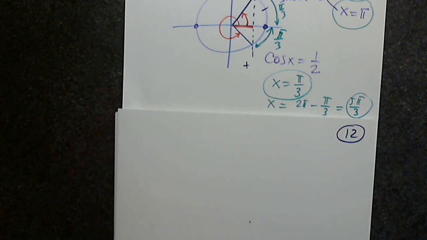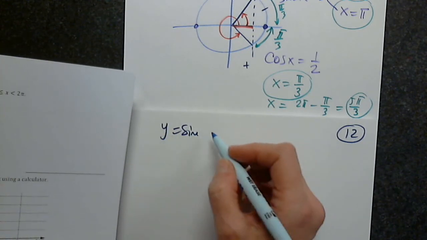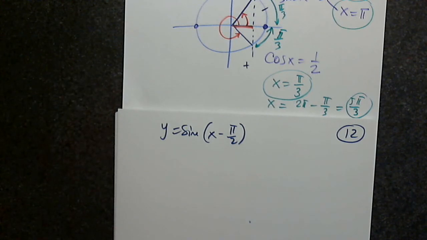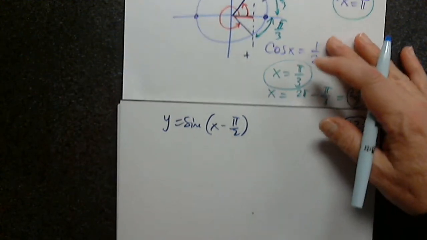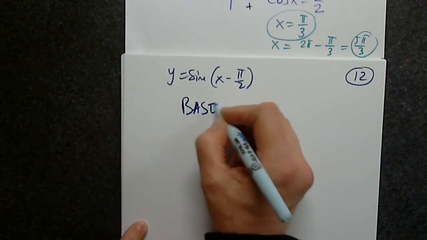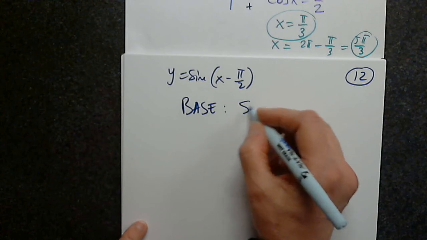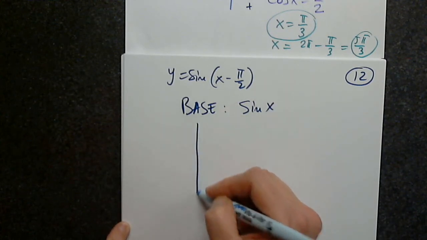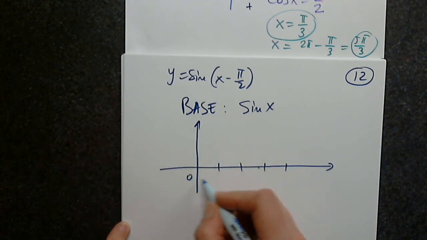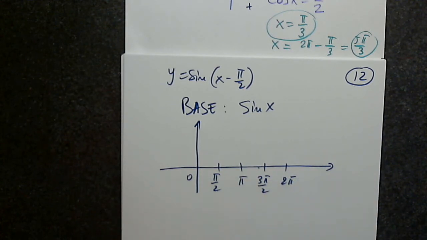Okay, two more. We have y equals sine of x minus pi over 2. We're asked to graph this without using a calculator, fine. So what is the base function or core function that was used here? Well, obviously I only see one function, which is sine x. So I know how to graph sine x: 0, pi over 2, pi, 3 pi over 2, and 2 pi. One period.